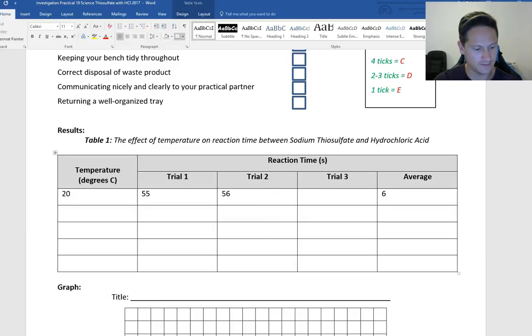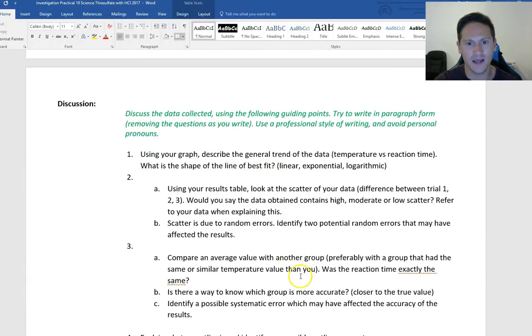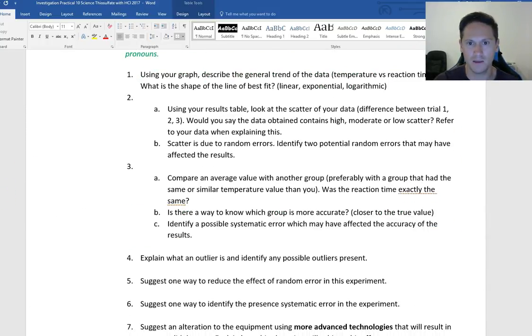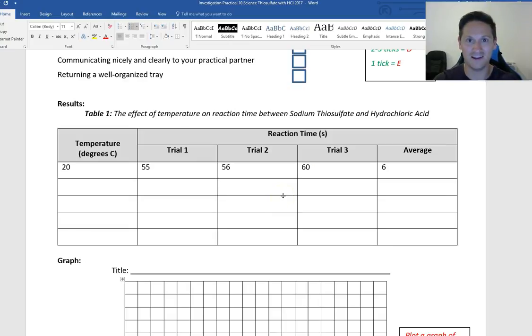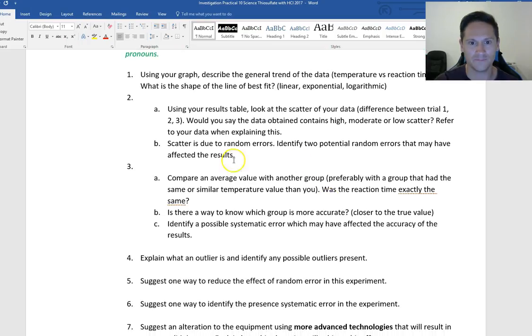If you had, say, 60, so 55 to 60, you might say that's moderate scatter, okay? So you just want to refer to it in that sense, and just refer to your data. So make it clear to me or your teacher that you're saying, okay, at 20 degrees Celsius, the difference between trial 1 and trial 3 was 5 units, therefore moderate scatter. Would you say the data contain, we just talked about that. Refer to your data when explaining this. Again, just clearly state. Don't state every number. If you've got all of these filled up with numbers, don't talk about all of them, but just pick a few ones to discuss and just talk about that for a little bit.